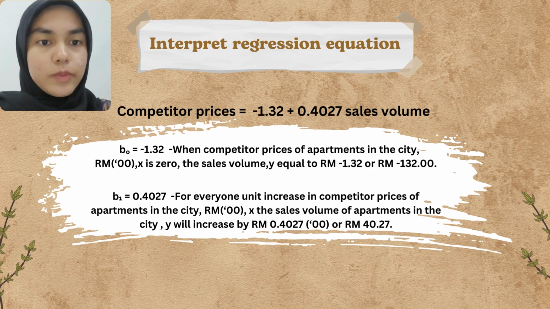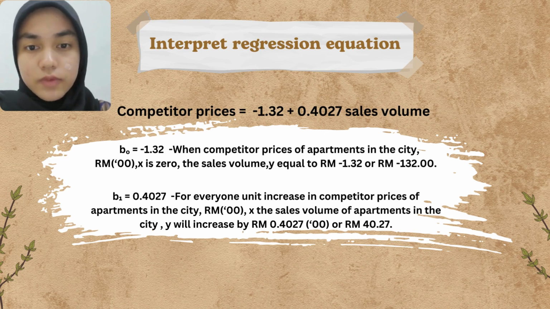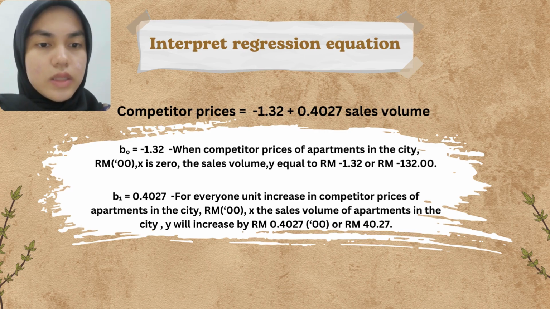After that, we interpret the regression equation. We got the regression equation: competitive price equals negative 1.32 plus 0.4027 sales volume. And then we interpret. The intercept equals negative 1.32, and we interpret that when the competitive prices of apartments in the city, RM x, is 0, the sales volume y equals negative 1.32, or RM negative 132.